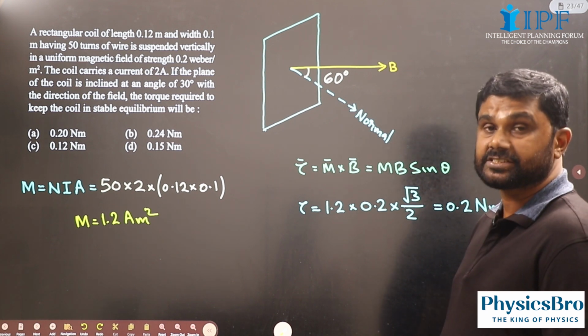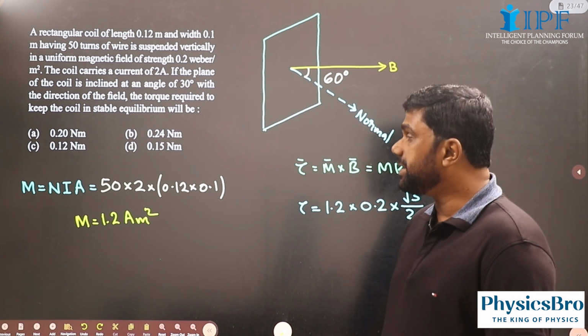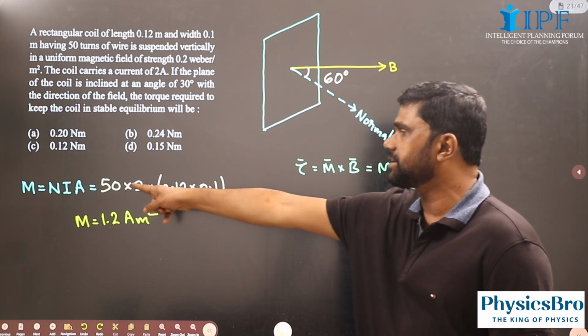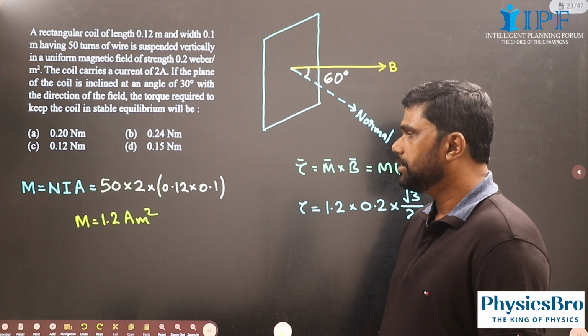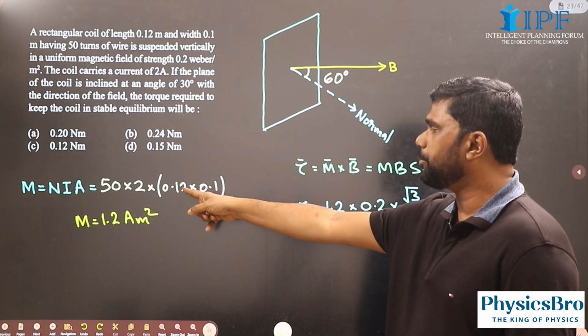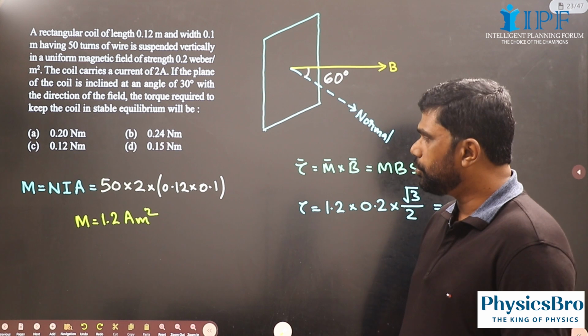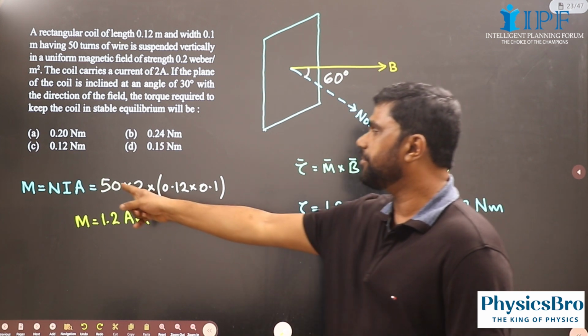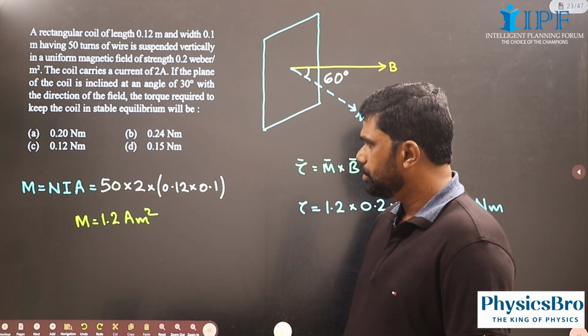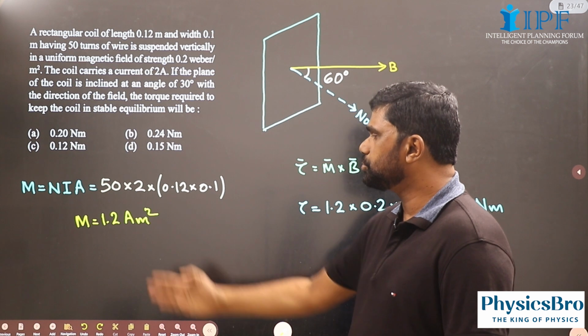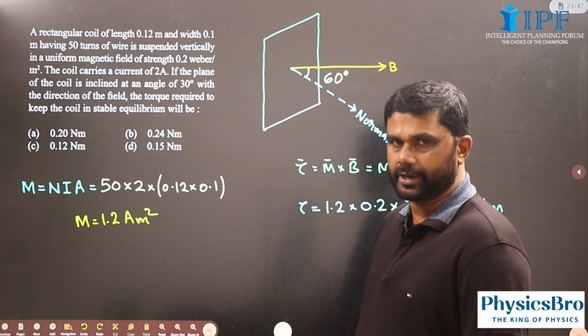So it will act as a dipole of moment M equal to NIA. 50 turns, current is 2 ampere. Area will be length into breadth, 0.12 into 0.1. So this will be 50 into 2, okay, so 1.2 into 1. So it will be 1.2 ampere meter square.